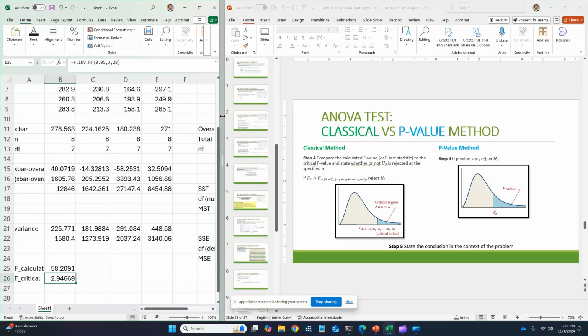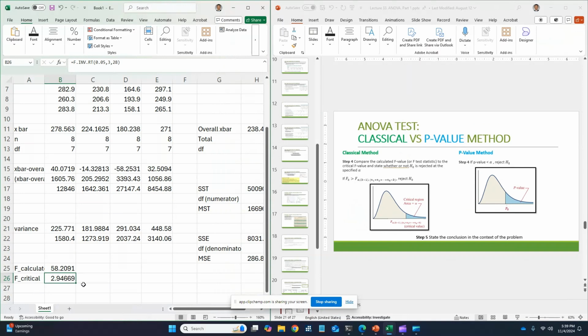On the other hand, if we ask ourselves, what is the p-value? What is the p-value? That means what was the smallest level of significance where the null hypothesis can be rejected. Now we know the F score, that is the value on this x-axis, which is 58.209, where we are trying to calculate the probability, that means the area of this blue shaded region.